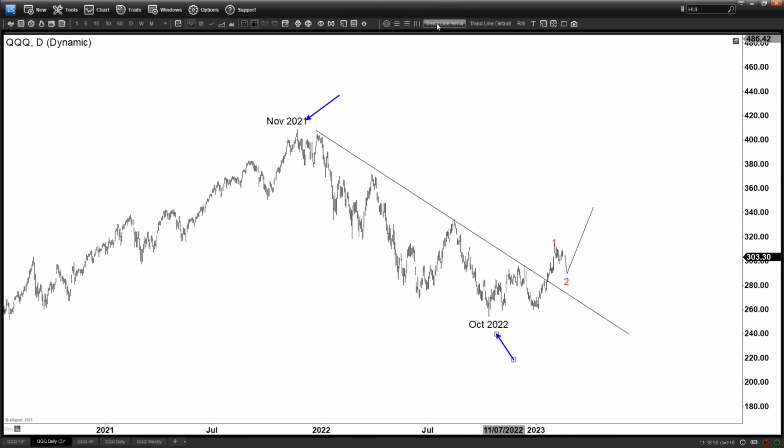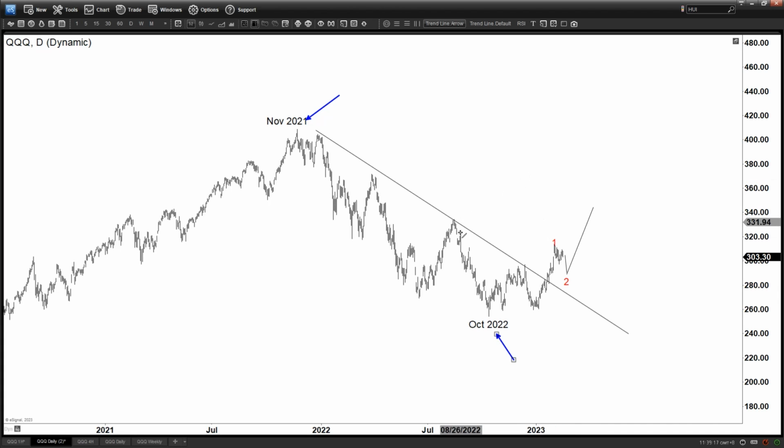Or another option still is we're going to be correcting this decline. Now so far the rally is in a 3 swing, which means we still don't know yet whether this is a corrective rally or an impulsive rally. We need more time, right?